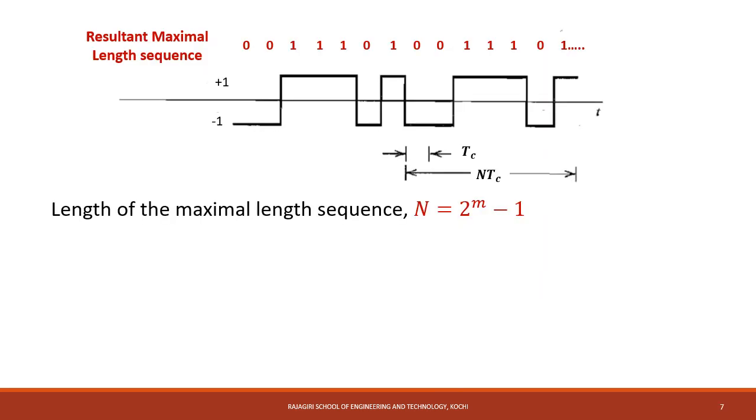The resultant maximal length sequence from the above example is obtained as shown in this figure. Here 0 is coded as -1 and 1 is coded as +1. As you can see, the length of the maximal length sequence is given by n = 2^m - 1. Here m equal to 3, so the total length is equal to 7. The output repeats after 7 clock cycles.